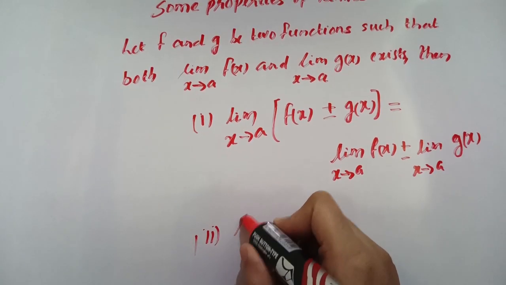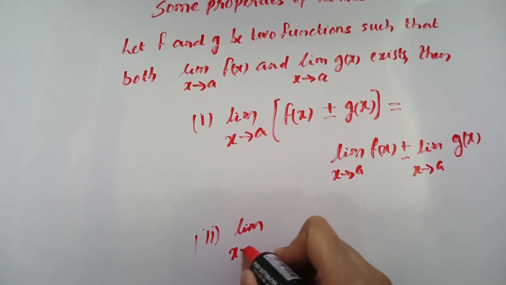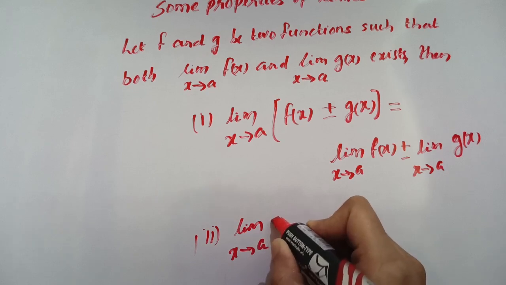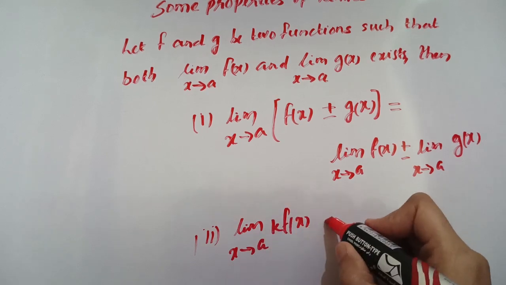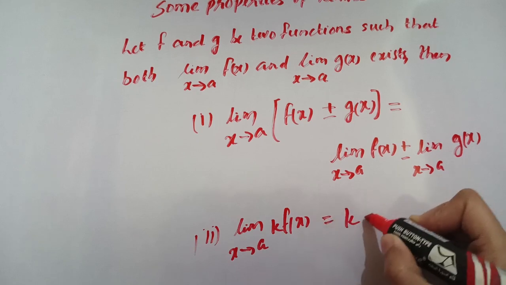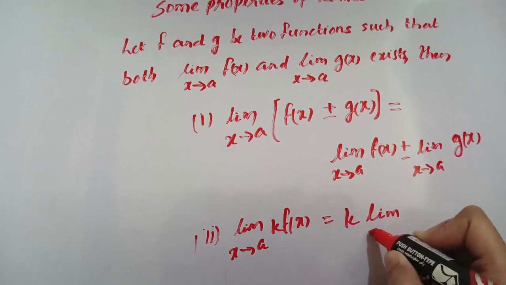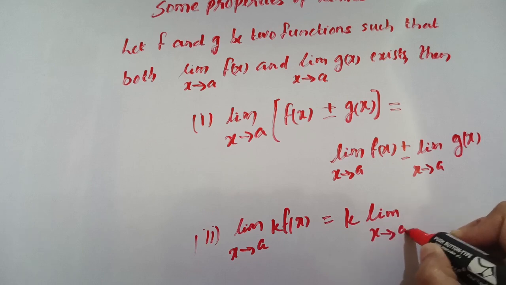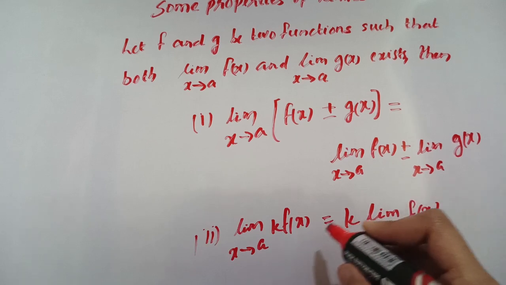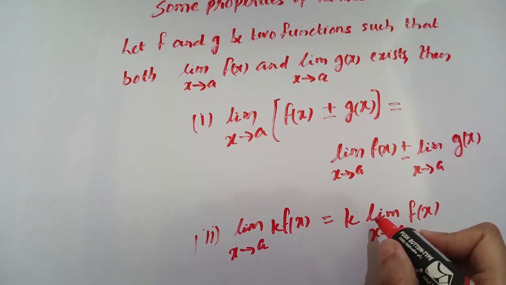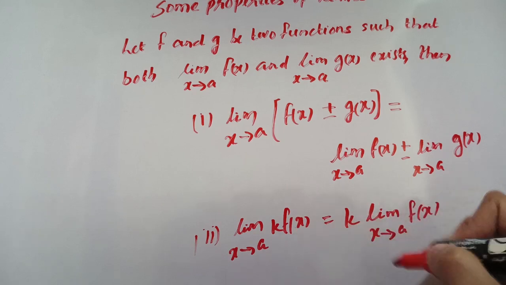Second property: limit x tends to a, k into f of x is equal to k into limit x tends to a, f of x. That is, a constant term is taken outside of the limit.